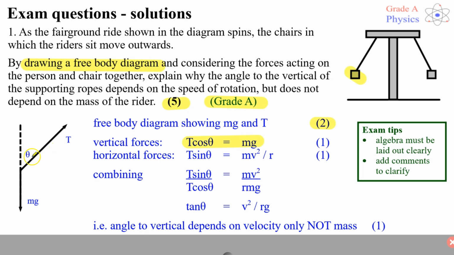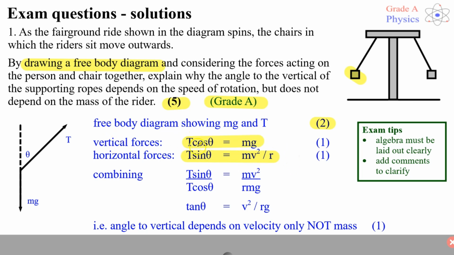Horizontally, we don't have balanced forces in this case. The horizontal component of T is T sine theta, and that provides the centripetal force mv squared over r. So already we've got 4 marks here just by a simple free body diagram and this analysis, which is fairly typical. Certainly we've covered that in the lessons previously.